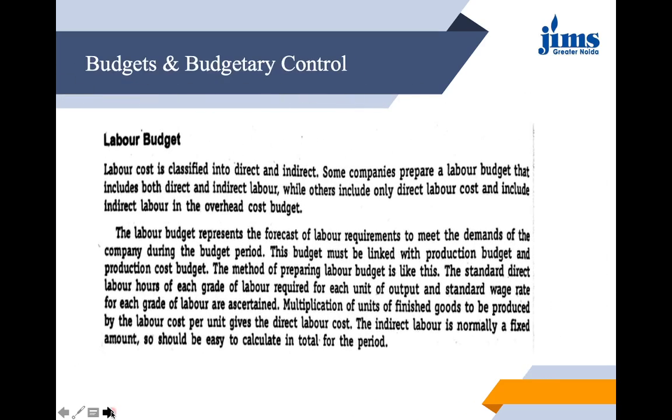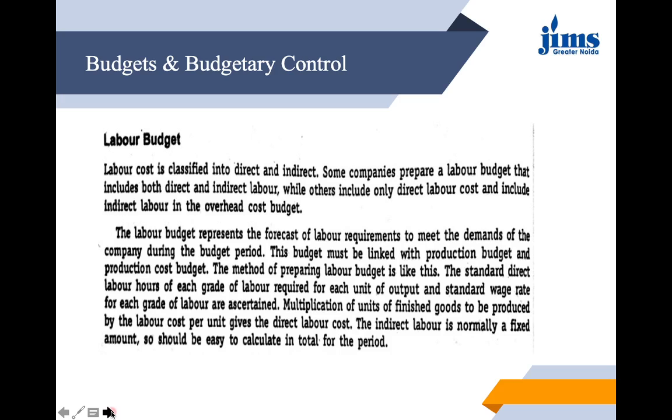Then labor budget. Labor budget is classified into direct and indirect, two parts. Some companies prepare a labor budget that includes both direct and indirect labor collectively, while some companies use only direct labor cost and include indirect labor cost in the overhead cost budget. That depends on the policies. The labor budget represents the forecast of labor requirements to meet the demands of the company during the budget period, and this budget must be linked with the production budget and production cost budget.